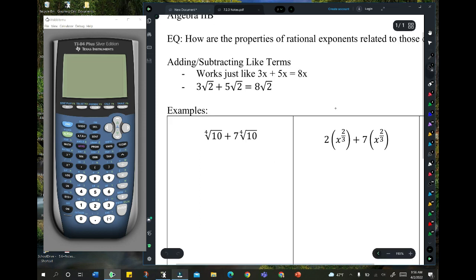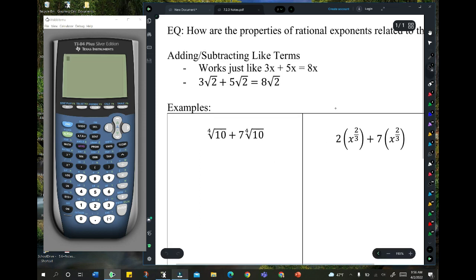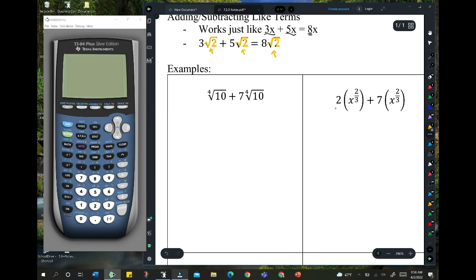How are the properties of rational exponents related to those of integer exponents? Today, we are going to be adding and subtracting our radicals. Now, it's just like adding like terms, okay? For example, if you have 3x's plus 5x's, you have a total of 8x's. When we add square roots, if you have exactly the same square root, so 3 square roots of 2 plus 5 square roots of 2 is 8 square roots of 2. But they have to be the same root.